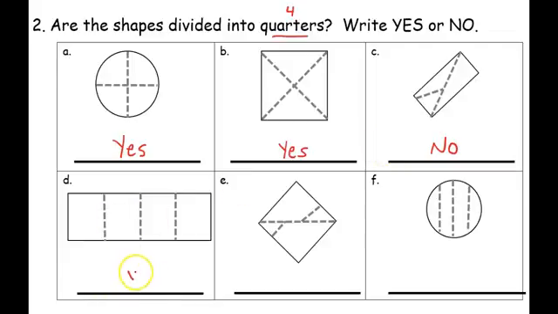This rectangle has been divided into 4 equal sections. This square has not. And the circle has been divided into 4 sections, but the pieces are not equal, so we'll say no for the circle.